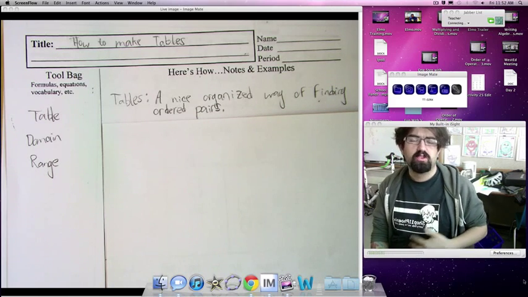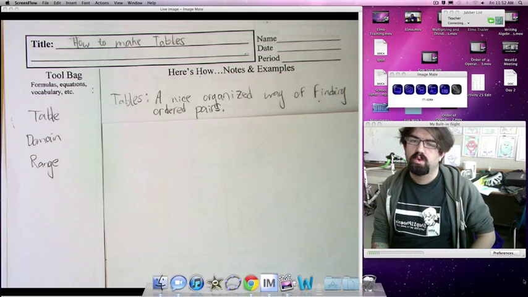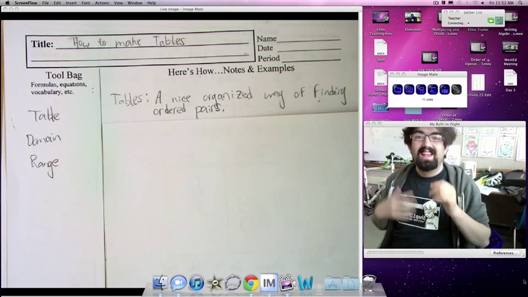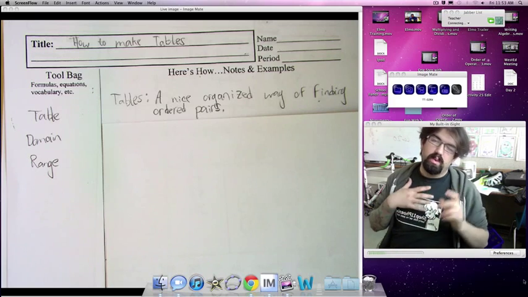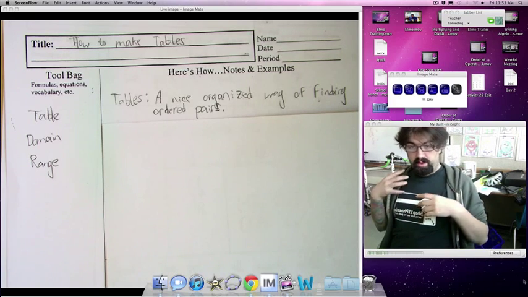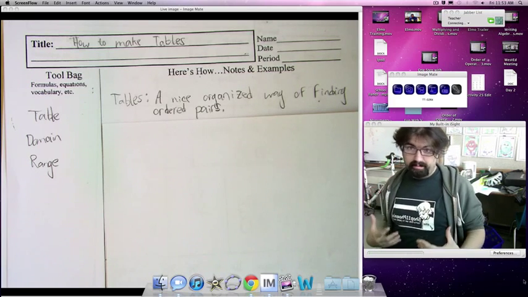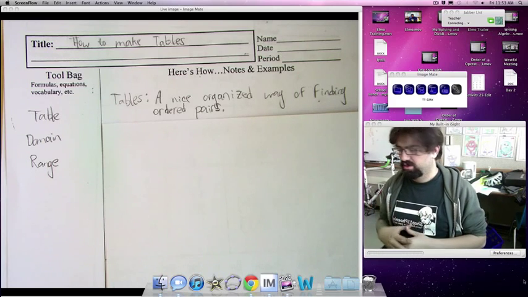But you really need to have an understanding of how the tables work. So the first thing is tables. It's a nice, organized way of finding ordered pairs. That's the key. The end result is we want ordered pairs, but if we misuse the tables or we don't pay attention to them, it can be quite difficult.